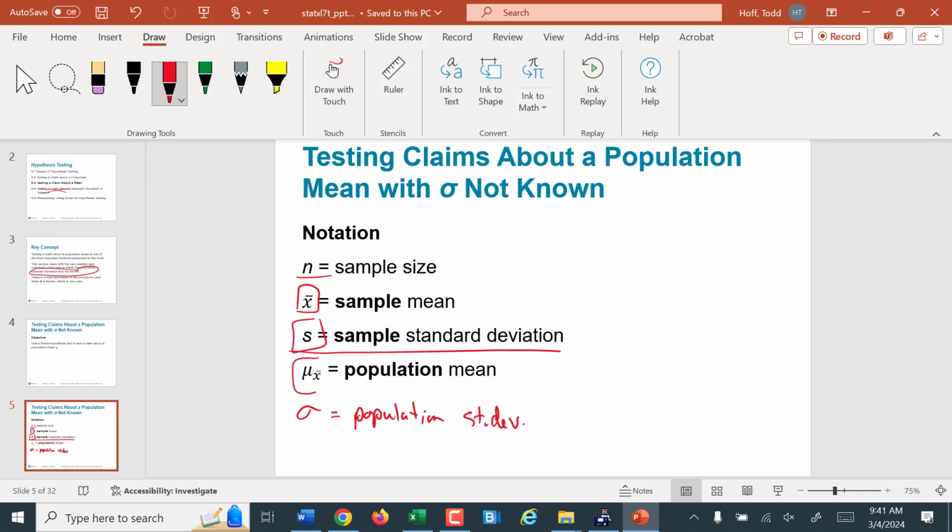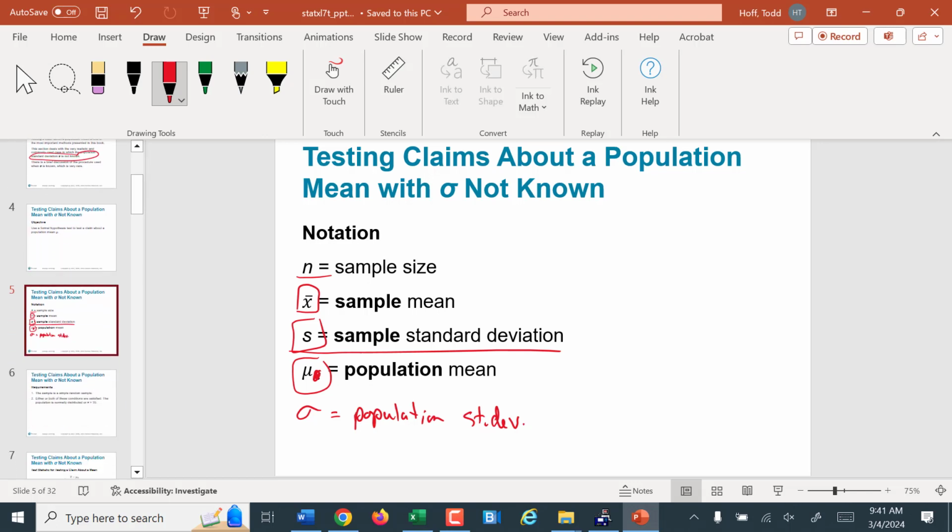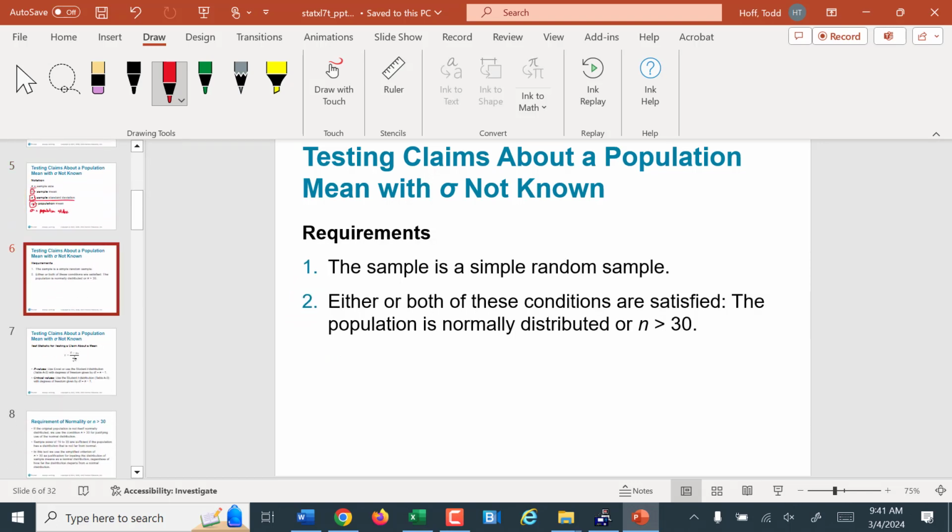And then mu of x bar is the population mean. That's actually, mu of x bar is actually the mean of the sample means. Just mu itself is the population mean. A little bit of a typo on the part of the PowerPoint there.